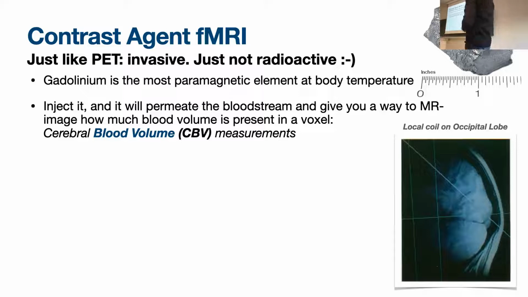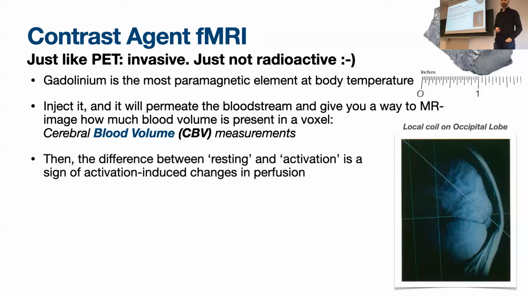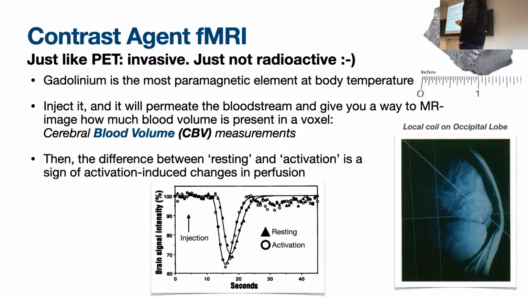So I'm just going to highlight what they did in this first fMRI experiment that used this contrast agent. They had a local radio coil on the occipital lobe, the back of the head, and they were then able to construct these images and make these measurements of blood volume. Then what you can do is inject, and you see this bolus of the gadolinium go through the bloodstream.